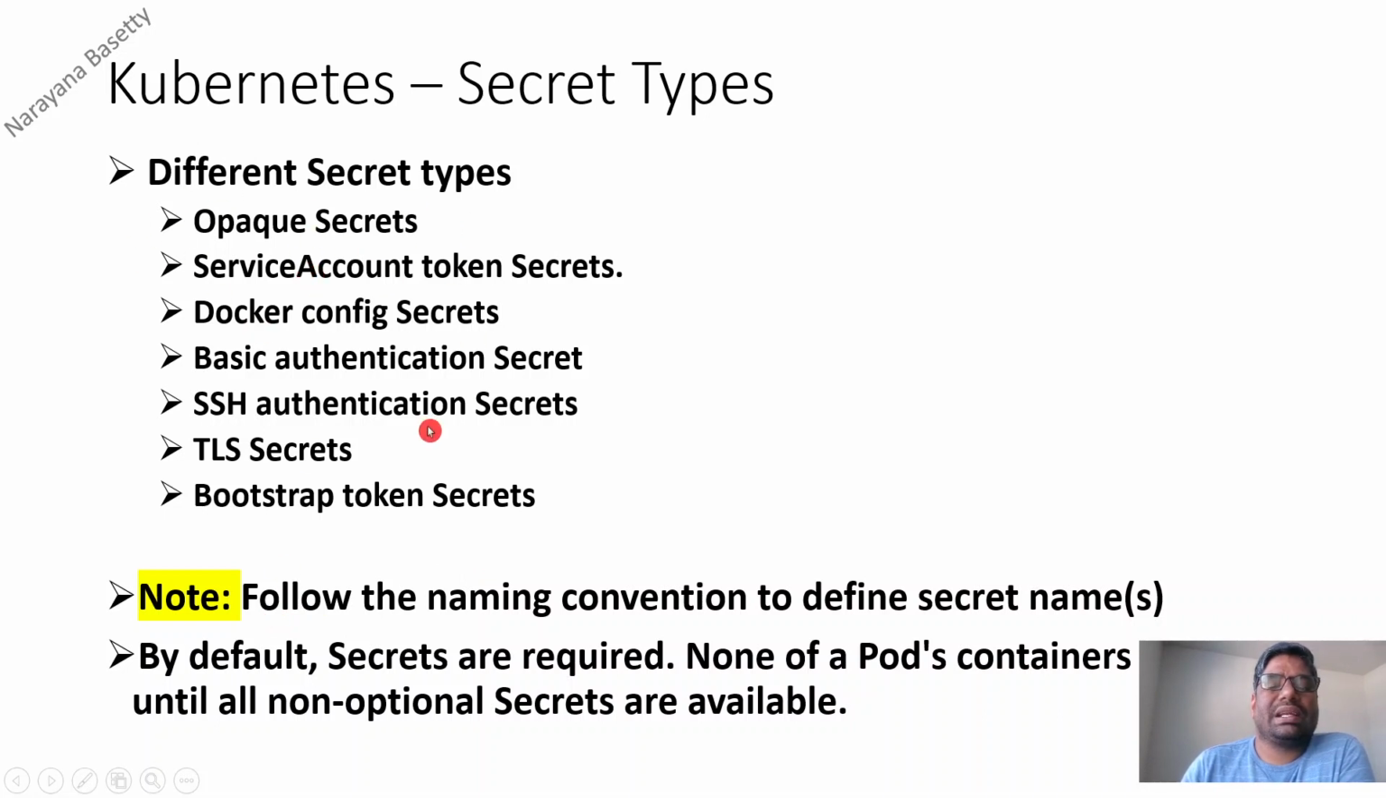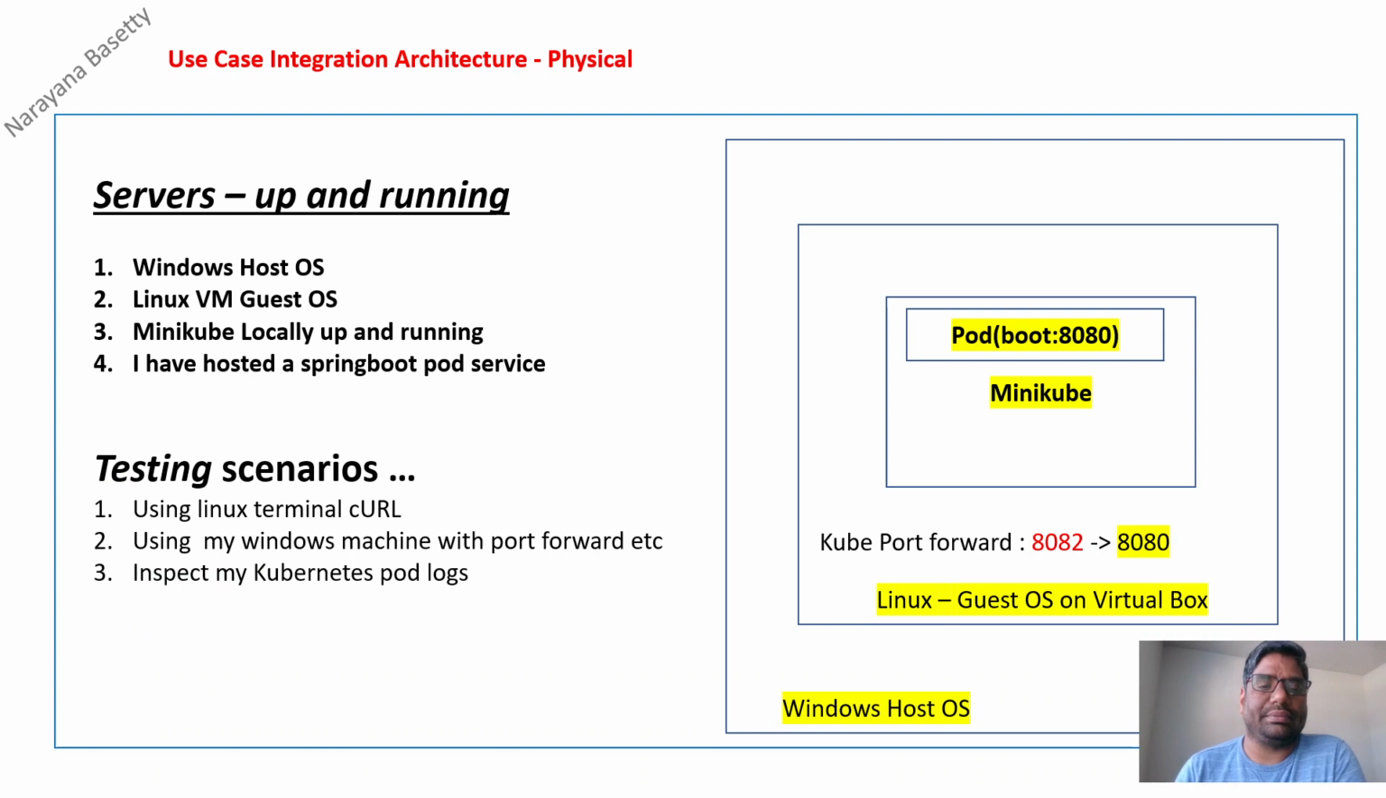Whenever you are creating any type of secret, the naming conventions are followed according to that specific secret type. By default, secrets are created and used whenever you deploy any pod. Say you don't want to use the default secrets, you want to go with your custom secret. Yes, of course, you can do that. But ideally, whenever you are deploying pods into the Kubernetes engine, the default secrets are created.